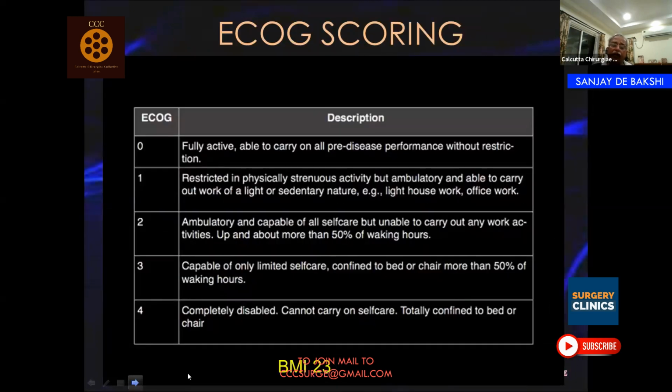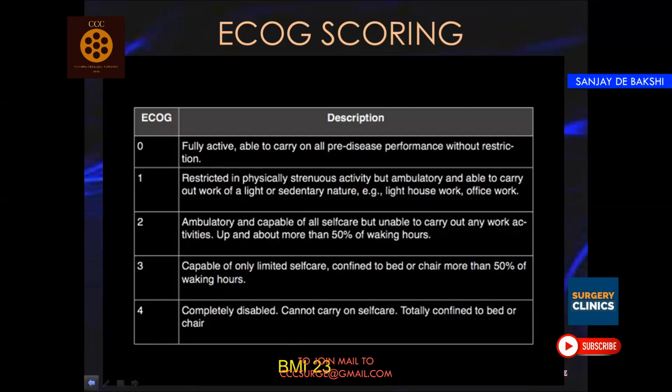BMI of 23. So what do you have? Any comments on a BMI of 23? Overweight, normal, underweight? Normal weight. You have a normal BMI, sir.